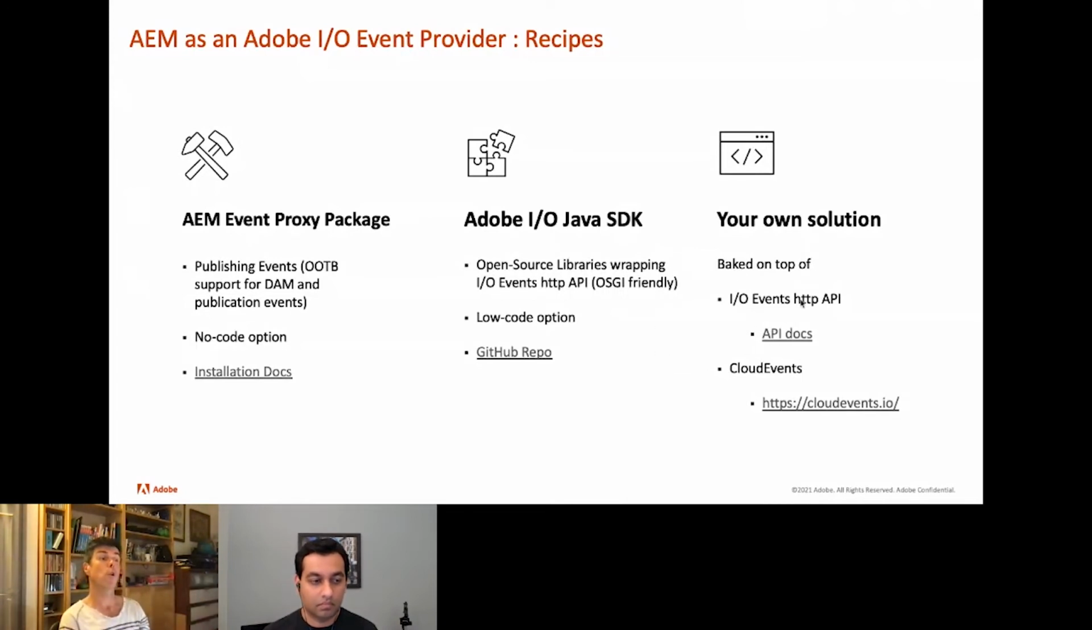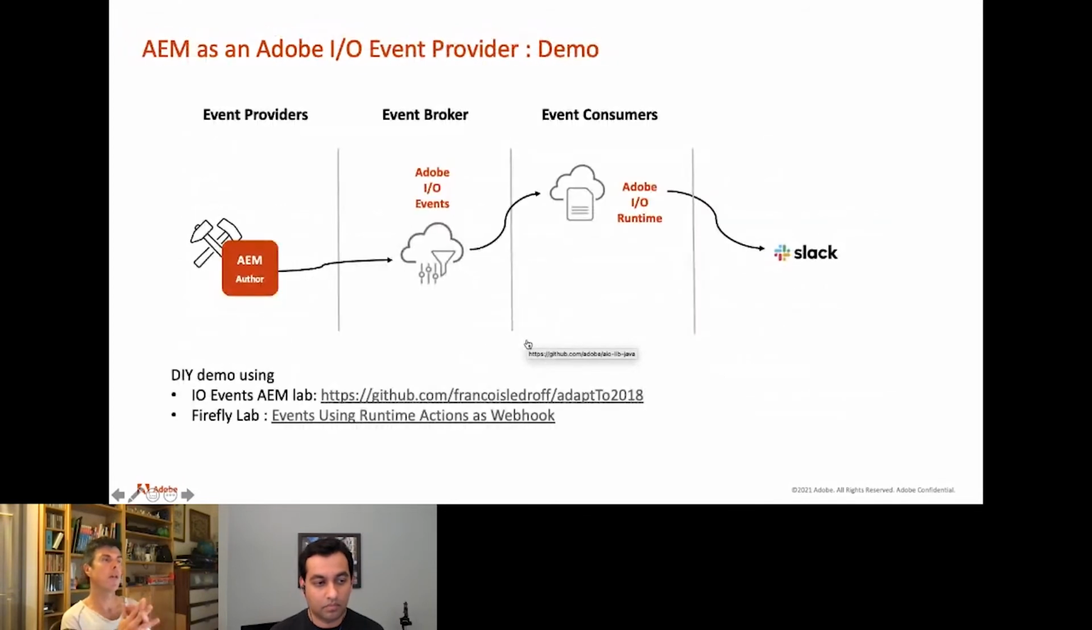And if you want to go another way, you could choose the Java SDK that we recently, with Amol, made OSGi friendly. Within the Java SDK, you have an OSGi bundle that wraps all the libraries that we have available in the SDK that you can start using in AEM. And as always, you can go your own way and use just the HTTP API.